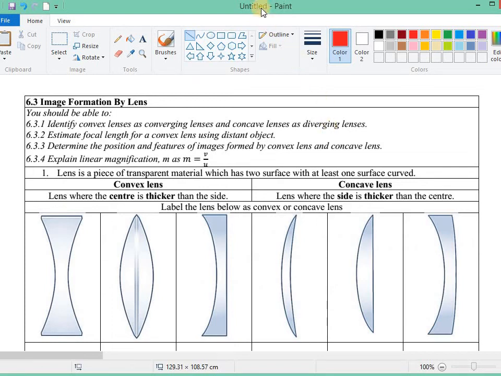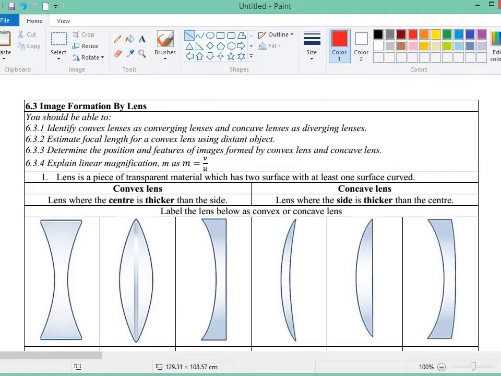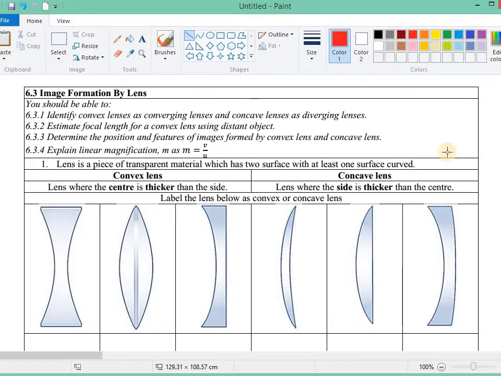Okay, image formation by lens. Okay, so here we want to talk about lens.